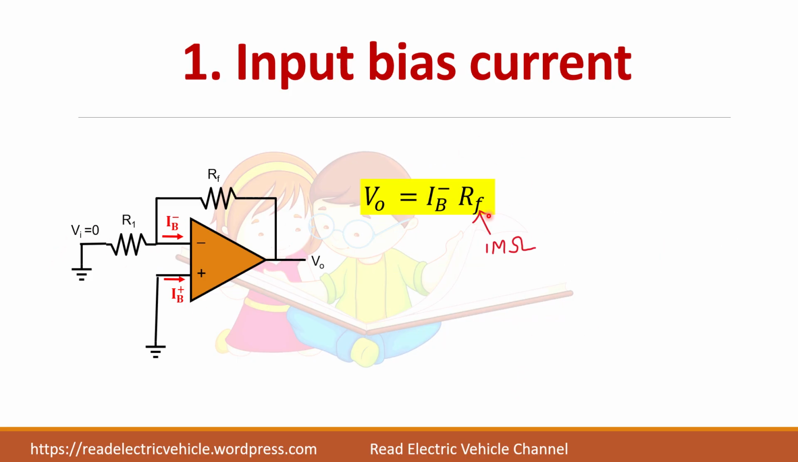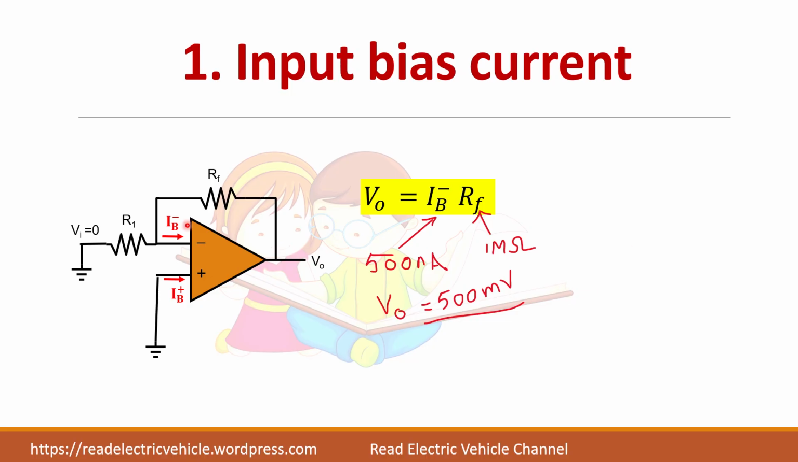So what is this RF usually? It will be a very high value. Let us say it is 1 megohm. When it is 1 megohm, we have already seen that IB, this bias current, is around 500 nanoamps. We have seen in the data sheet. So if you multiply these two, you will get around 500 millivolt.